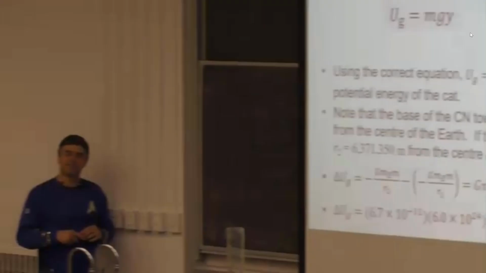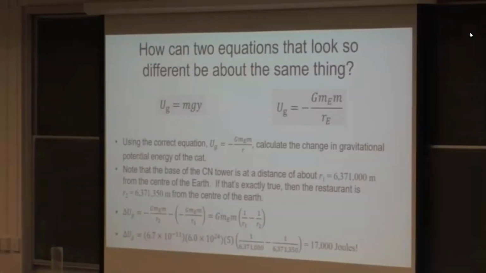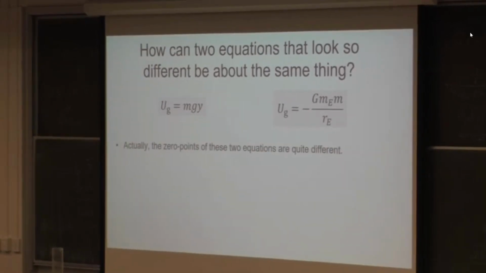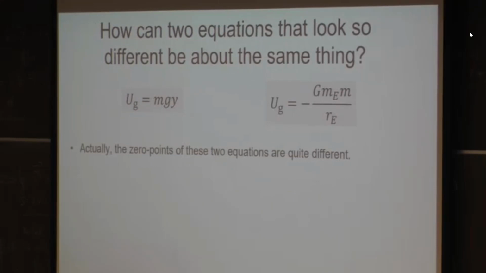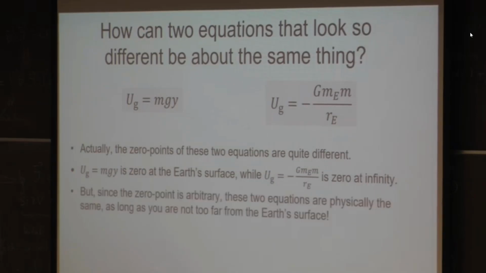You can check it. So what happened? I know you're blown away by this. Mind blown? The equations are not quite the same because the zero points are different. With mgy, the zero is at the surface of the Earth, whereas with this GMm over R, the zero is at infinity. But since the zero point's arbitrary anyways, only the delta U matters physically, so it physically describes the same thing. My clock there is a little fast.